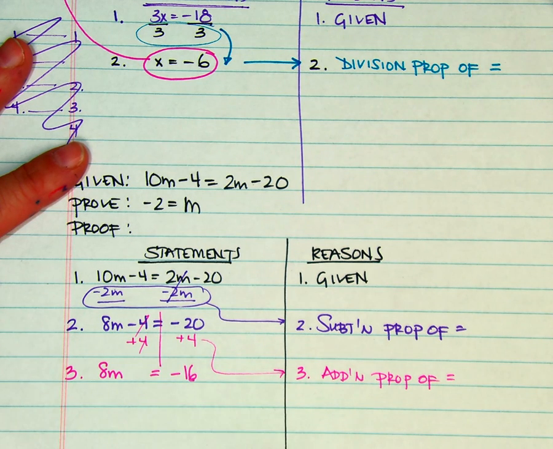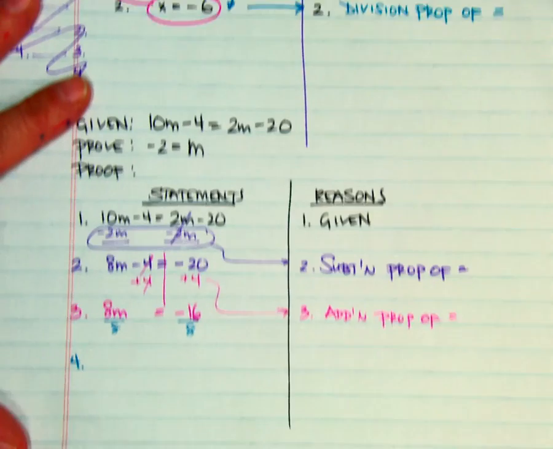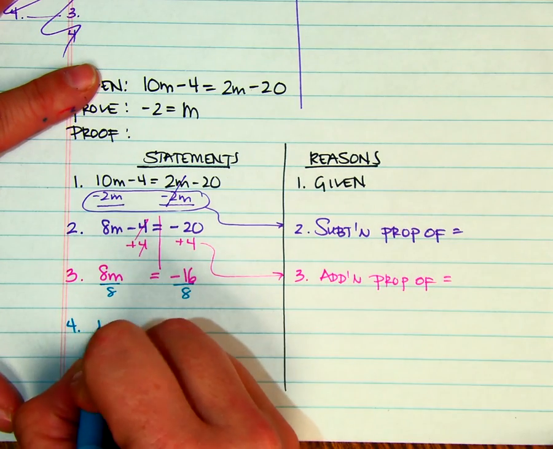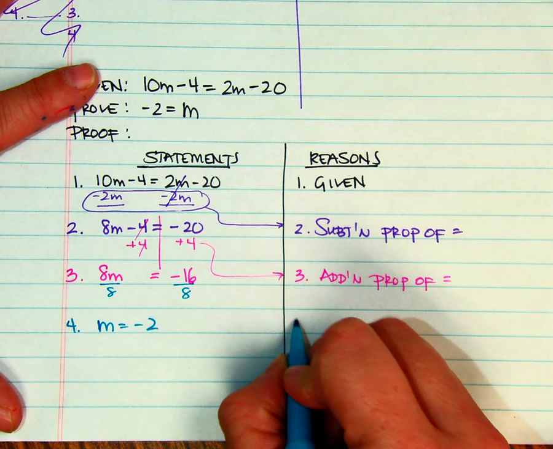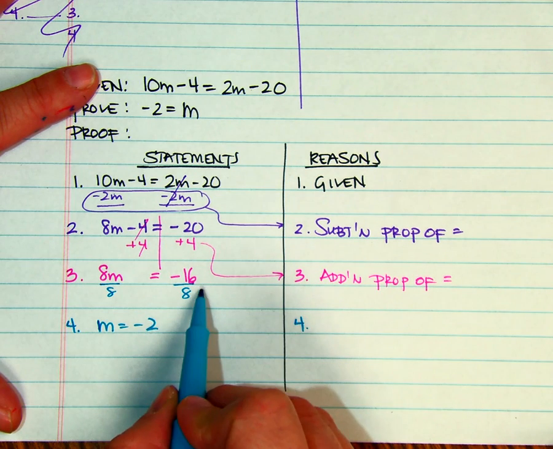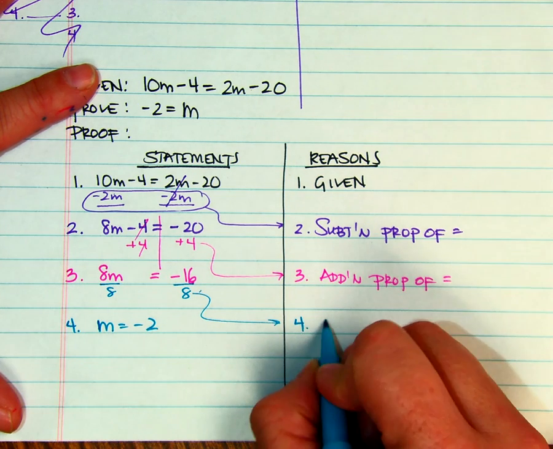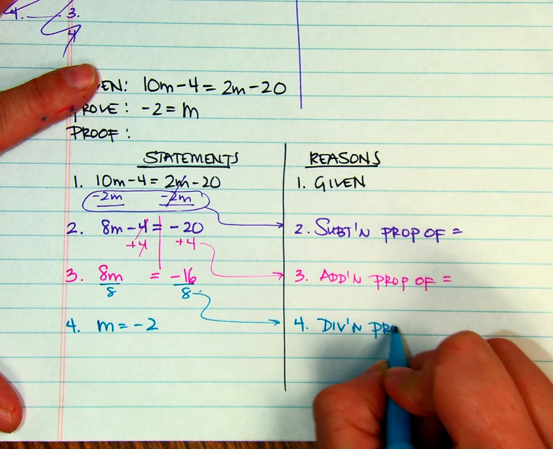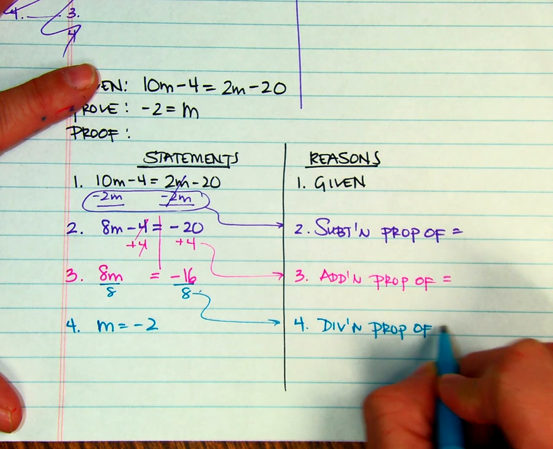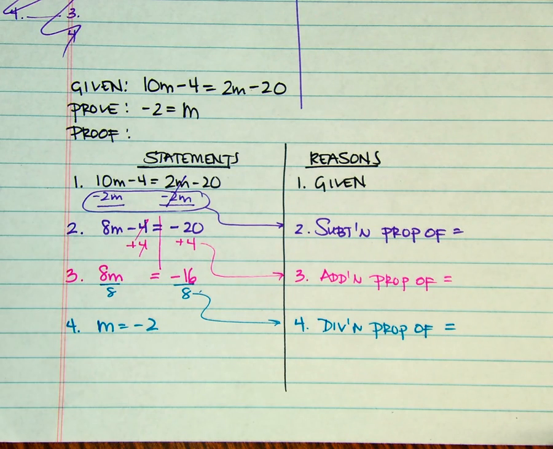My next piece of work, I would be dividing both sides by 8. Why can I do that? Because of the division, let me clean this up first. m equals negative 2. Why can I do this? Because of the division property of equality. And any example or any abbreviations that you see me using, feel free to use as well.